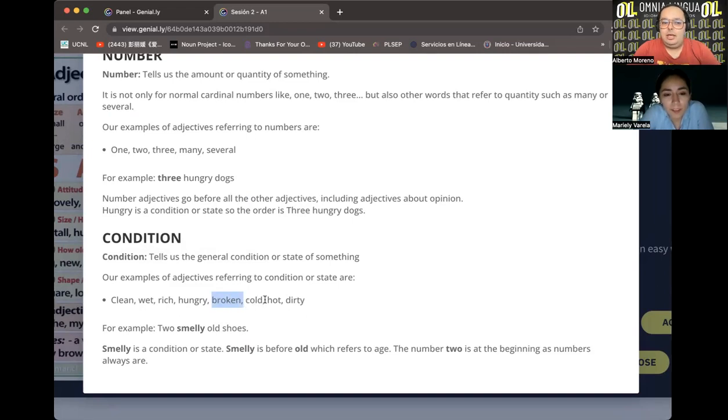Cold, que es frío, fresco. Hot, caliente. Dirty, que es sucio. Okay. No lo confundas con messy. Messy es que hay desorden. Y dirty es que hay suciedad.